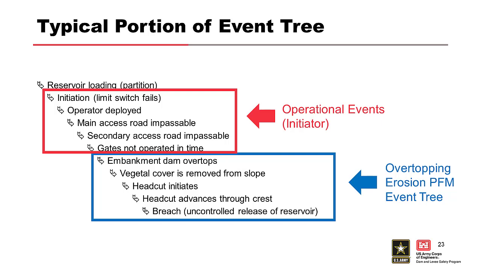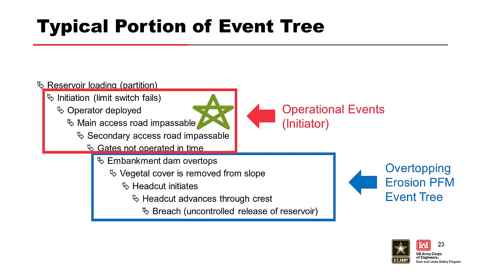Many times failure to operate gates is a result of a series of events that do not go as planned. In this sample event tree, a limit switch failed on the spillway gates for a remotely operated dam. An operator is deployed, but all access roads to the dam are inaccessible. Since the operator cannot reach the dam to operate the gates, overtopping occurs and the embankment dam ultimately breaches.